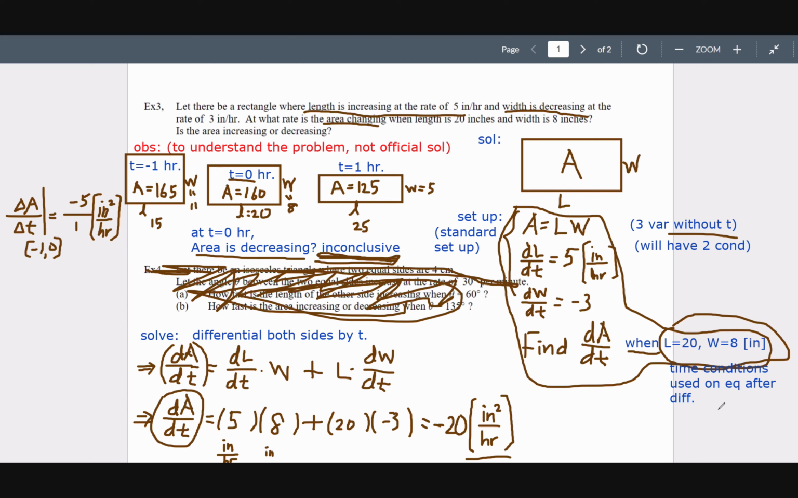Okay, so much on that. This is a standard solution. Now what I'd like to do is introduce the second type of solution, that is setup by time. Setup by time. Let's see what we have here.